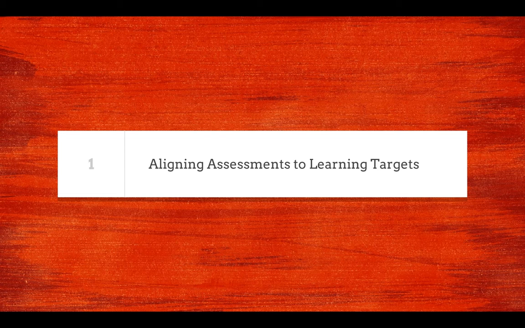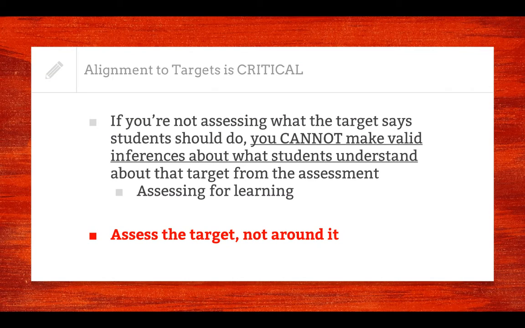So let's talk about aligning assessments to learning targets. And again, alignment to targets is critical. That's why I'm making a big deal about this. Assessments need to match the target. And then instruction, by the way, needs to match the assessment. If you're not assessing what the target says students can do, think about it. Later on, after the students take that assessment, you can't draw any valid inferences about what kids understand and what they don't understand.